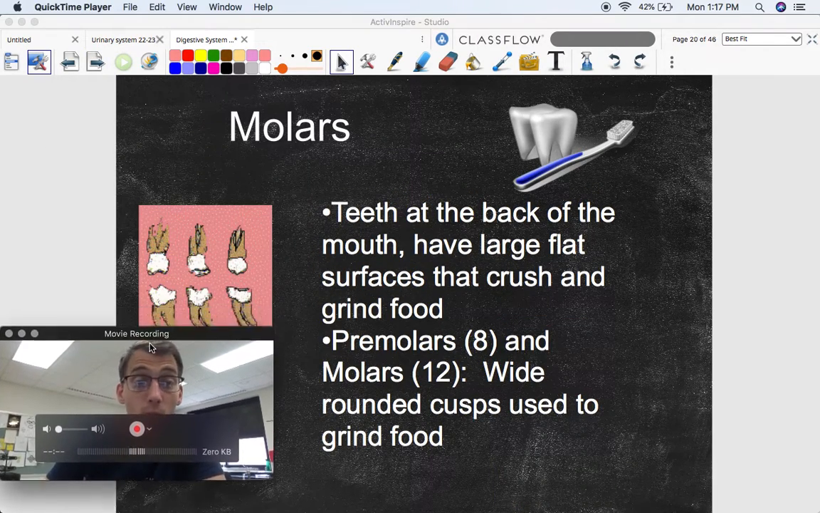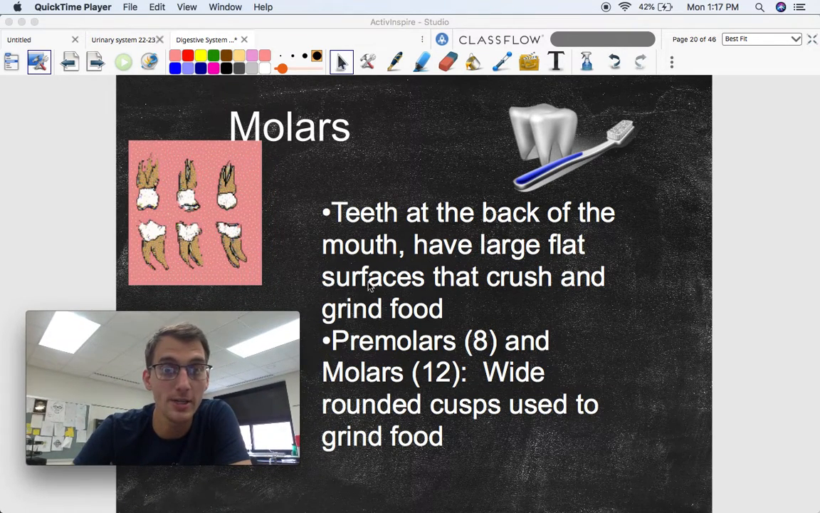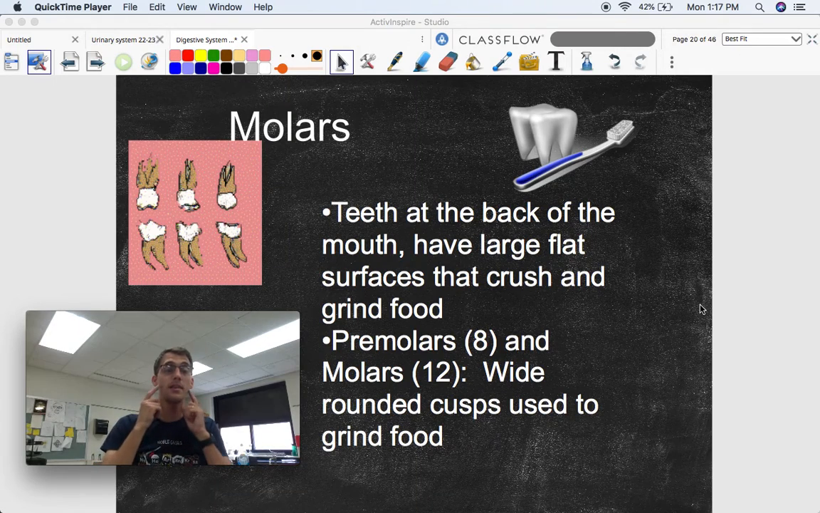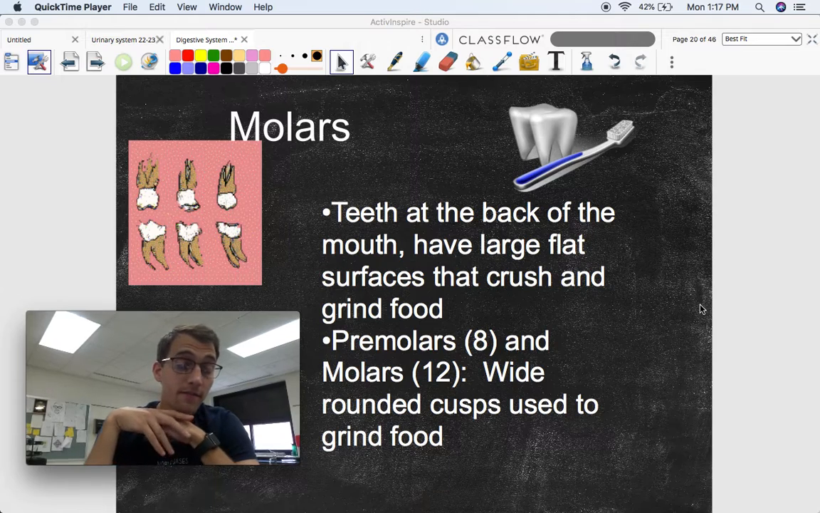Your molars, what their job is, they have large flat surfaces that crush and grind food, and they are at the back of your mouth. You have 8 premolars, 4 up here, 4 down here, and 12 molars, 6 up here, 6 down there, including, I don't know if that includes your wisdom teeth. What are your wisdom teeth?